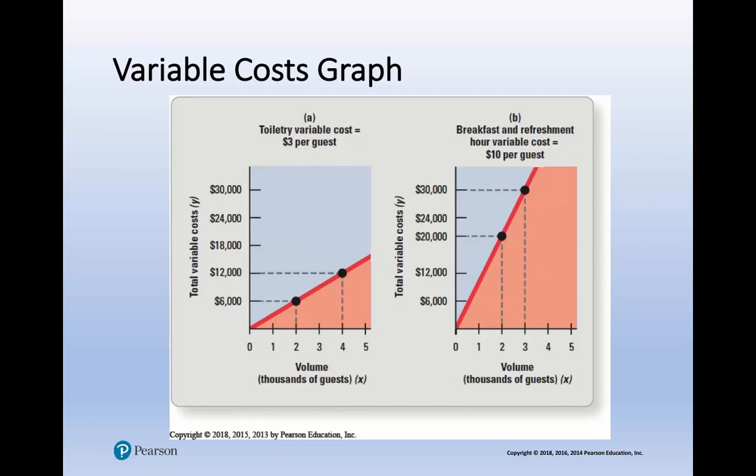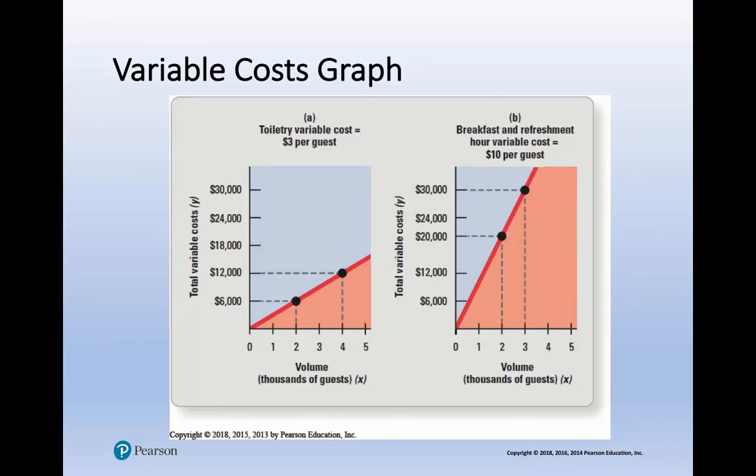If we have 0 guests, in this case it's thousands of guests, this variable cost is 0. As we go up, it's going to go up and up and up at a steady, constant $3 per guest. So as we go up and down from left to right, when we start at 0, it starts very low, and then as we go up and up, it's going to go higher and higher. On the flip side, if we start at the right-hand side, the 5,000 guests, and move our way back down, our total variable cost is going to go down.